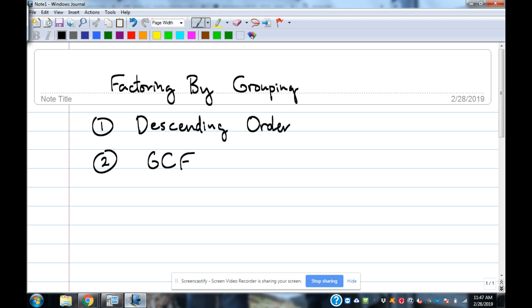We're making sure our polynomials are in descending order. So start with the highest exponent, go down, make sure it's in that order. And then we're looking for a greatest common factor across the entire problem. Sometimes there's one, sometimes there's not.